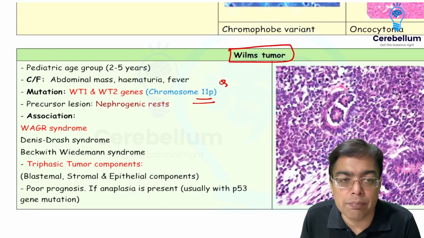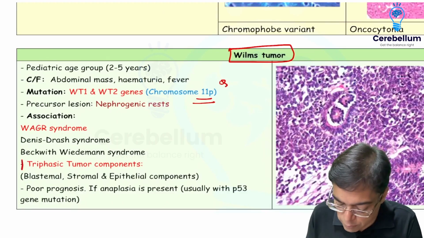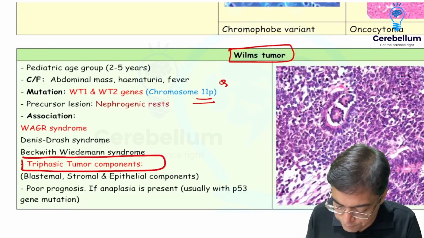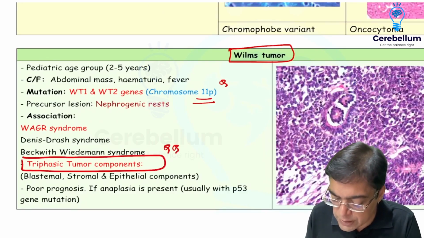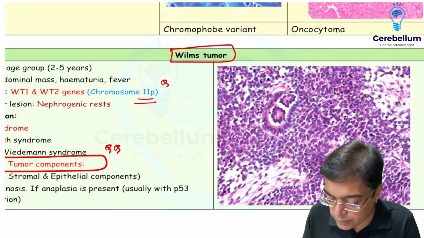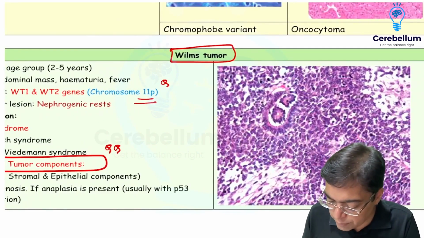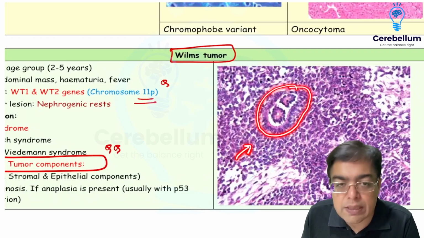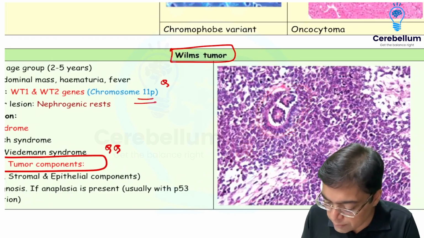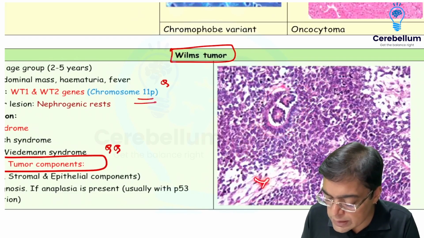So 3 components are present together. Therefore, this is an example of a triphasic tumor. At a microscopic level, this is what is going to be representative of the presence of the blastemal cells. The cells trying to form a structure like this, epithelial cells. And of course, you're going to be having the presence of intermediate, the stromal cells as well.